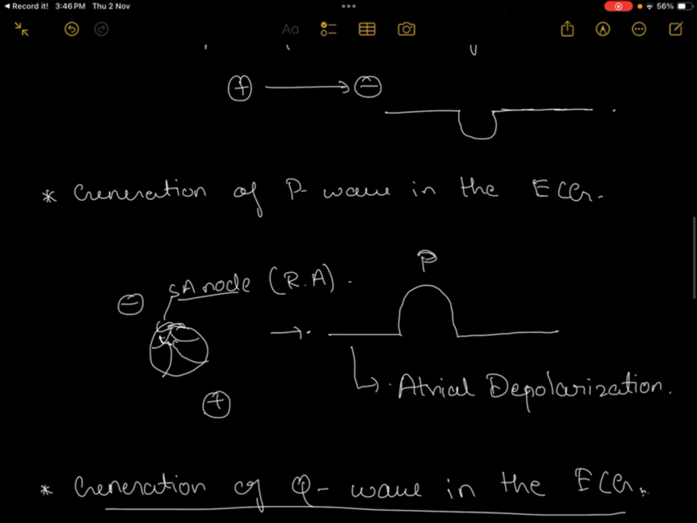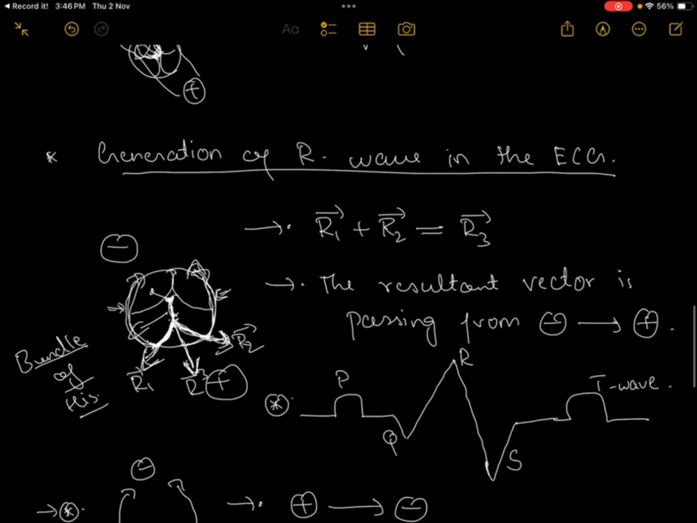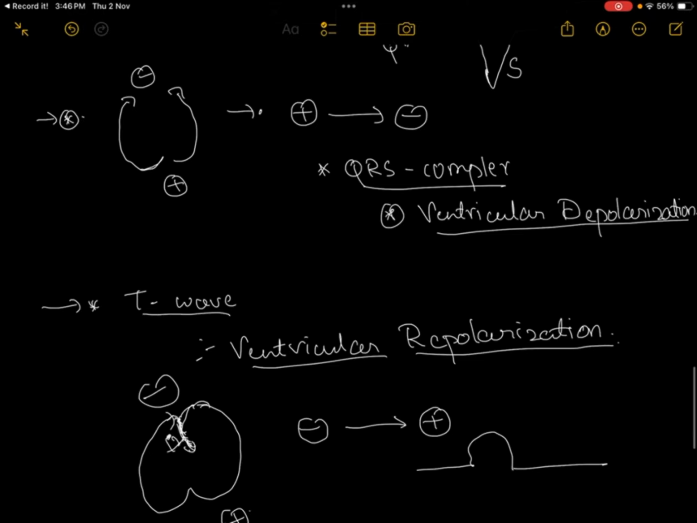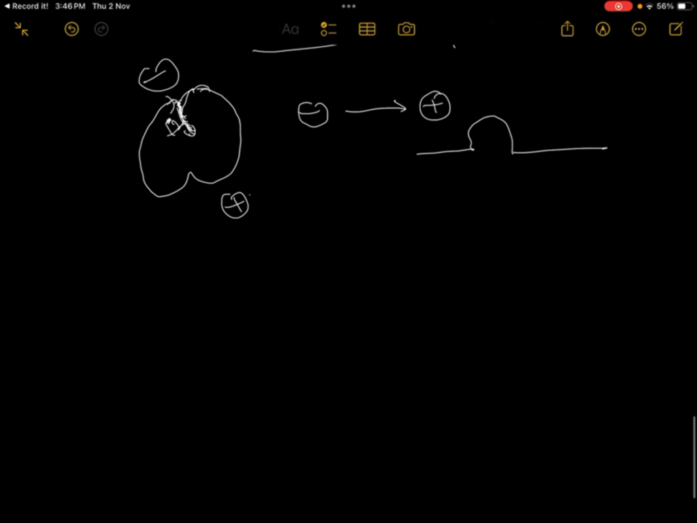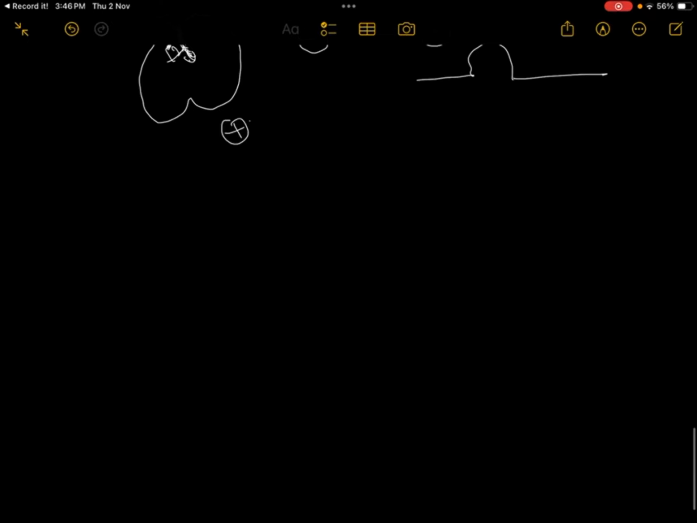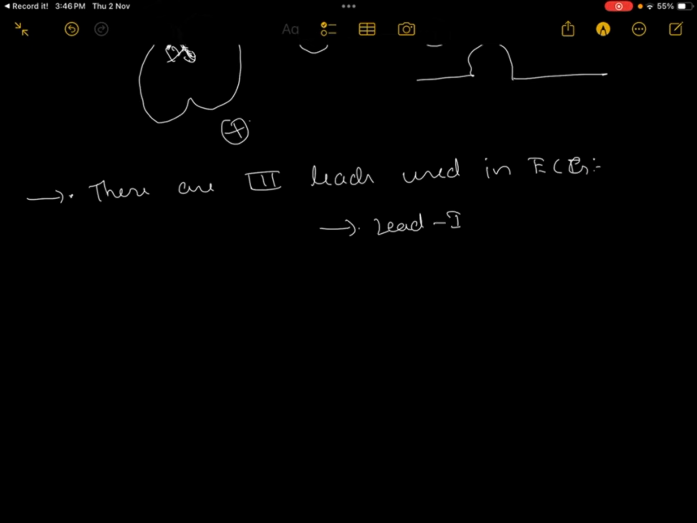These are the things which should be with you all, because this is one of the most important topics which helps us in interpretation of all the ECG reports. There are 3 leads used in ECG. One is called lead 1, another is called lead 2, and another is called lead 3.